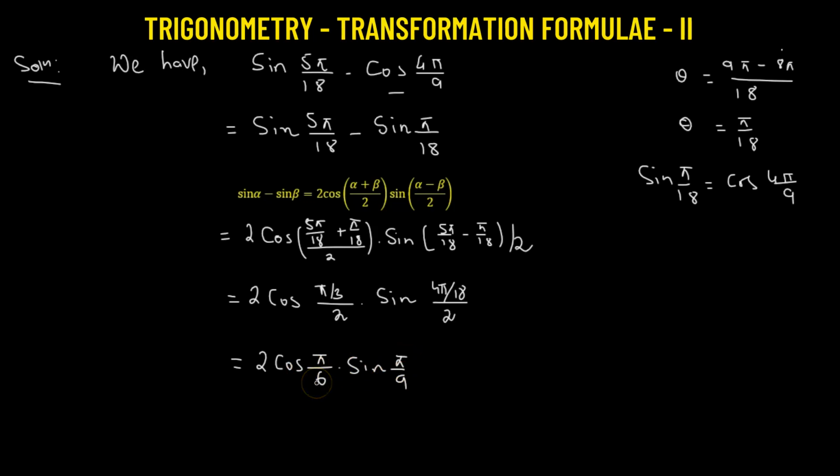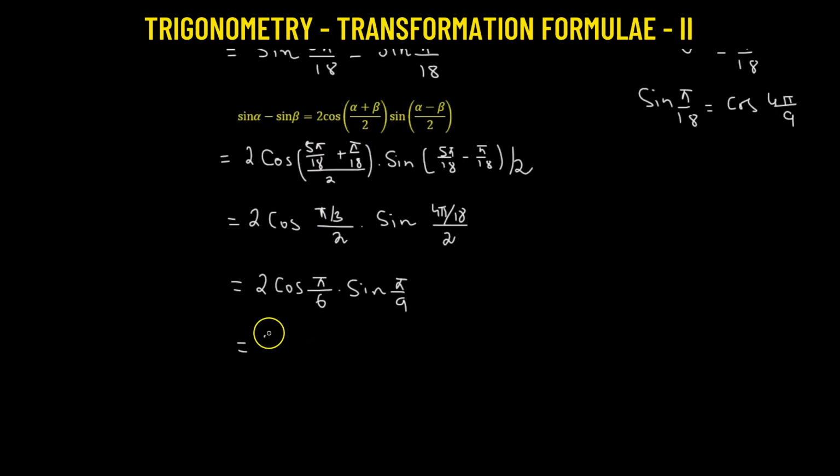Now we know the value of cosine pi over 6. That has a standard value of square root of 3 over 2. So luckily the 2 and 2 get factored out and we are left with square root of 3 times sine pi over 9 radians. So therefore option 4 is going to be the correct answer.